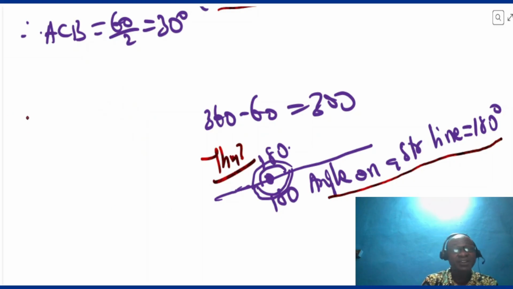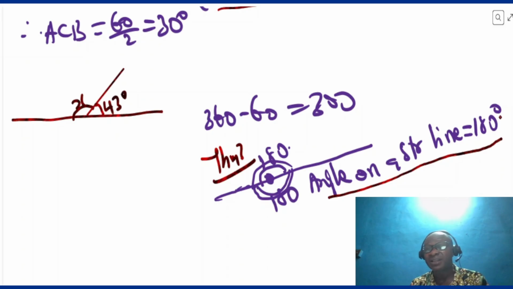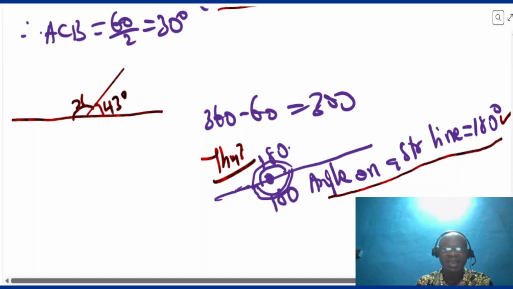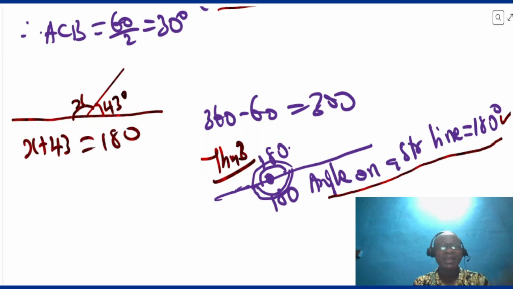It means now if I draw this line here and I draw an angle here for you, and I say that this place is 43, and I ask you what is this place called x, the first thing that will come to your mind is that this line is a straight line. And every angle on a straight line, you are told in theorem 3 here that it is always equal to 180. What do you write? x plus 43 should always be equal to 180. Why? x and 43 are on a straight line.